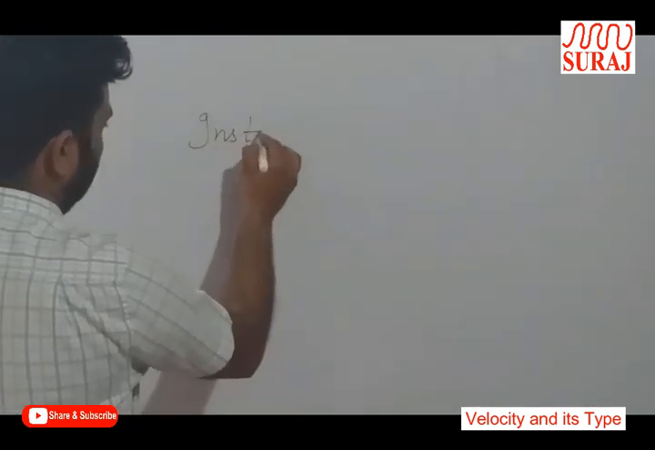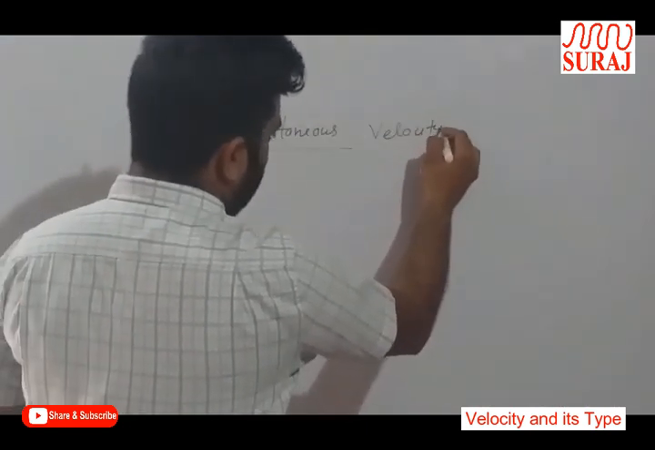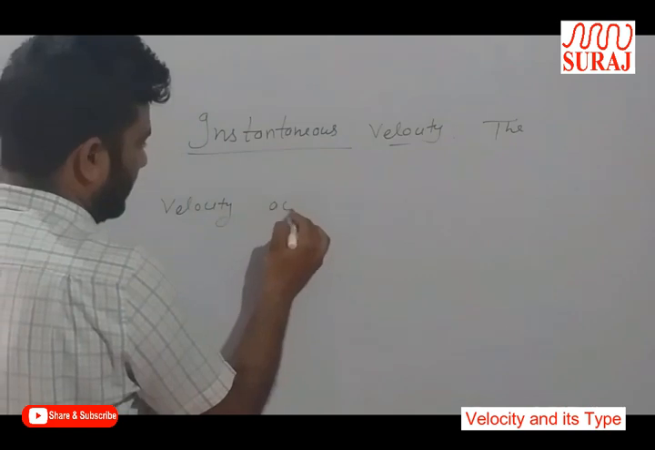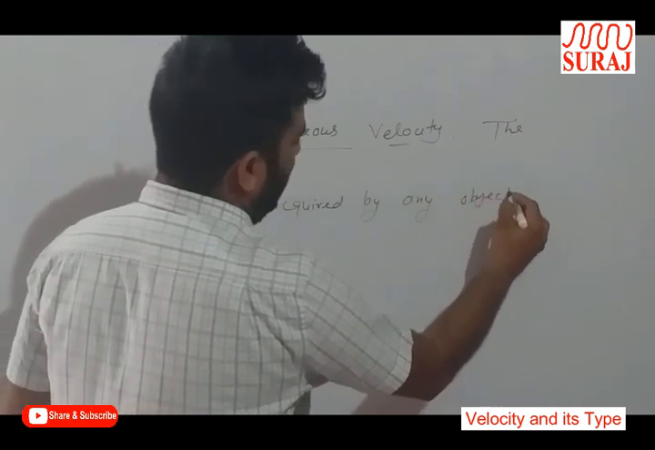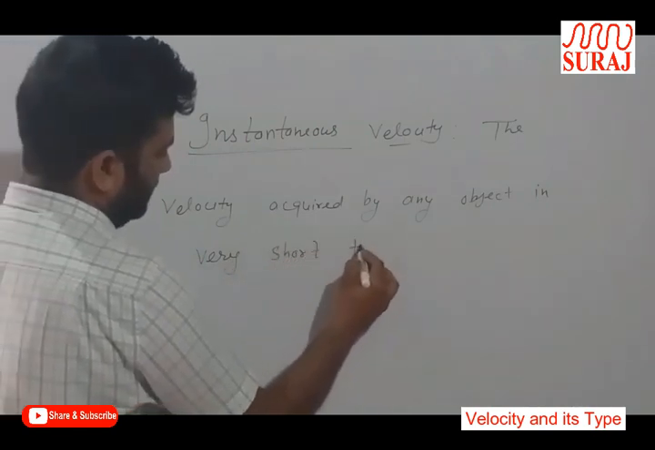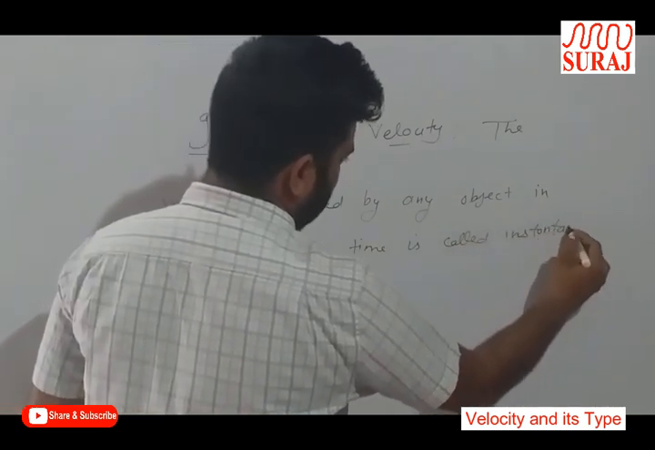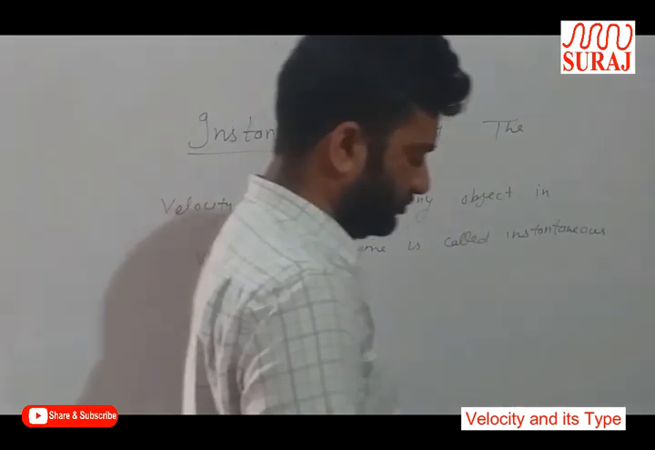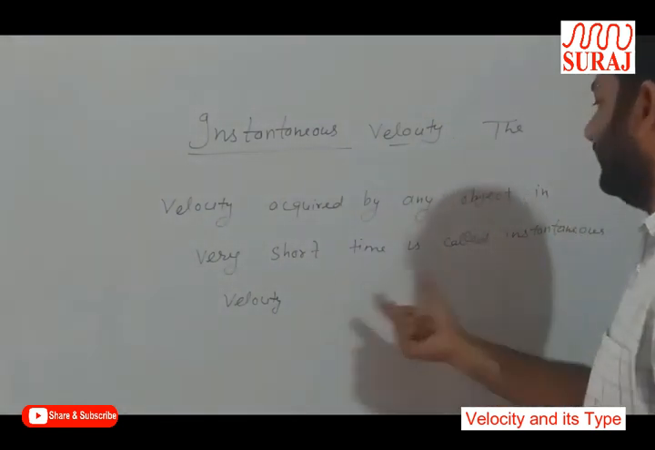Last is instantaneous velocity. The velocity acquired by any object in very short time is called instantaneous velocity, or we can say that the velocity acquired by an object at any instant of time for a short time is called instantaneous velocity.